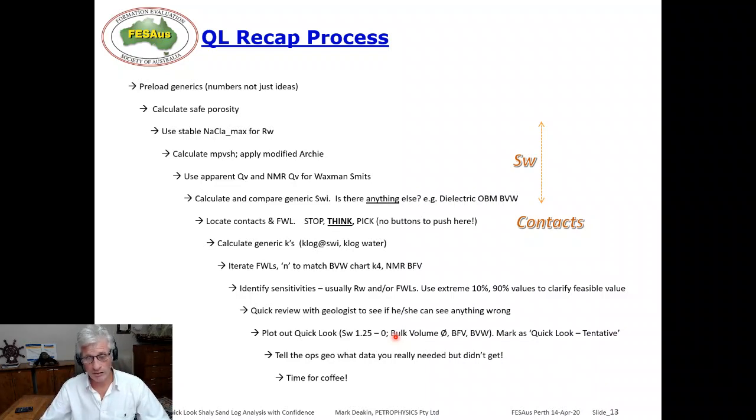If you untruncate them, you'll find that whenever you see an SW line going over to 1 and then hard lining down that 1, you need to be suspicious, because it's supposed to be spending half its time above and below 1 if it truly is an SW 100 zone, and that's if it is truly a water zone, and lots of water zones are not at SW 100. Tell the operations geologist what data you really needed but didn't get. How about that one? And then after all that, time for coffee, or maybe lunch with your mates.